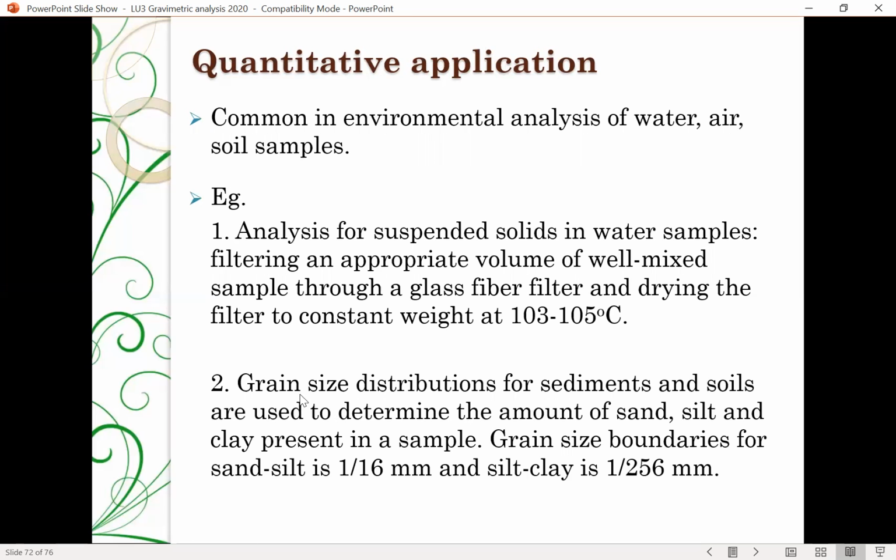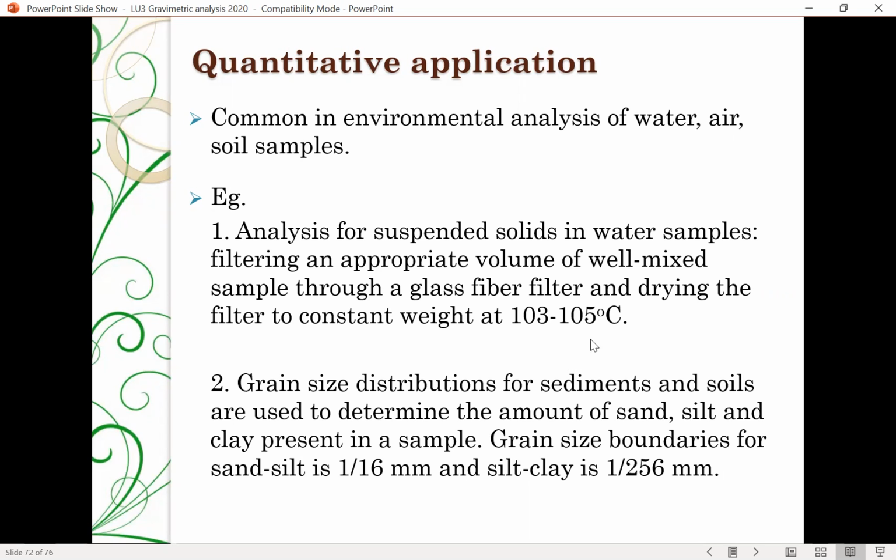And then number 2, another example is grain size distribution for sediments and soil. Grain size distribution, or we call it sometimes particle size distribution, PSD, for sediments and soil, which is used to determine the amount of sand, silt, and clay present in your sample. So the grain size boundaries for sand silt is 1 to 16 millimeter, and for silt clay is 1 to 256 millimeter. Okay, so these are two of the quantitative applications of particulate gravimetric analysis.